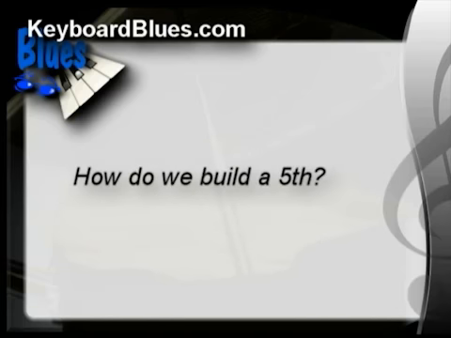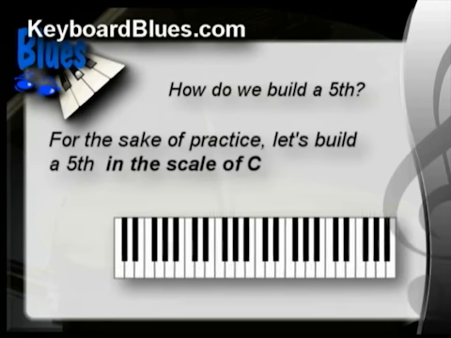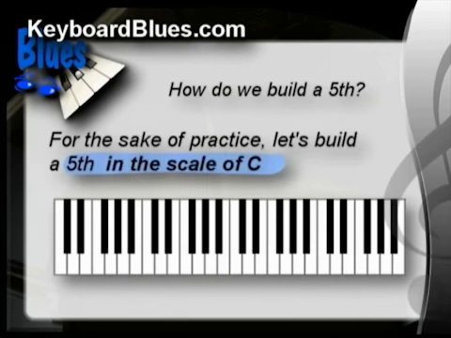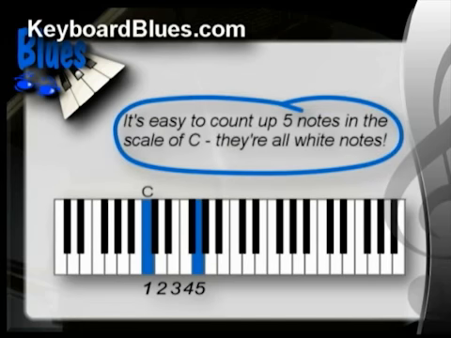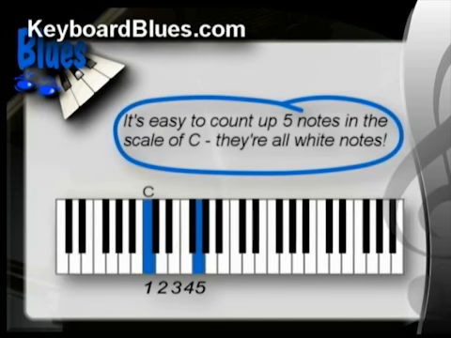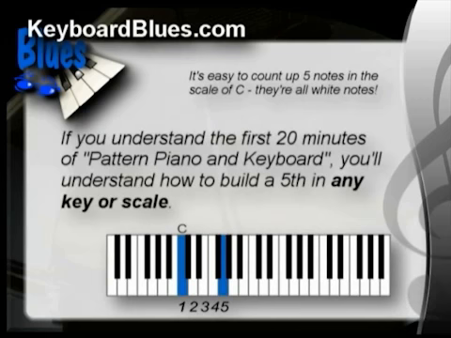How do we build a fifth? For the sake of practice, let's say we want to build a fifth in the scale of C major. Starting on the root of the C major scale, count up 5 notes in the scale of C. It's easy to count up 5 notes in the scale of C. After all, they're all white notes. However, if you understand the first 20 minutes of our original course, titled Pattern Piano, you'll understand very clearly how to build a fifth in any key or scale.